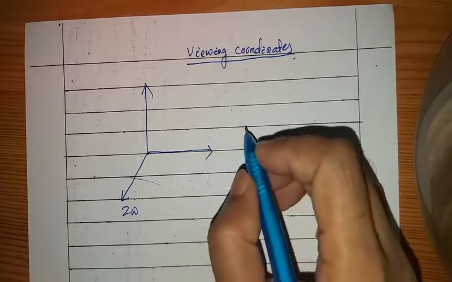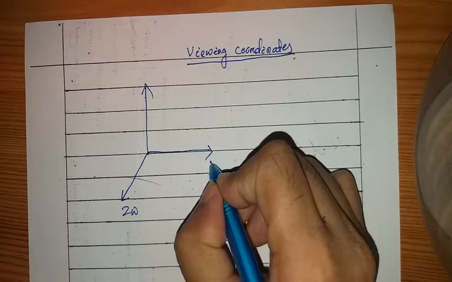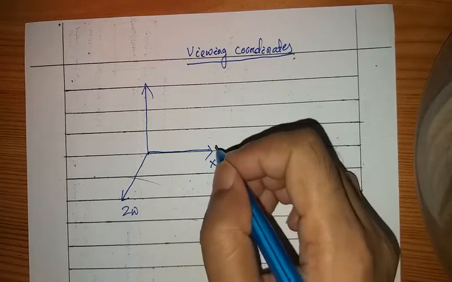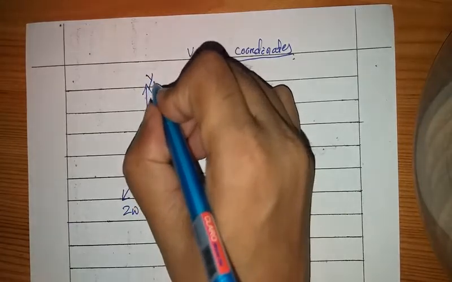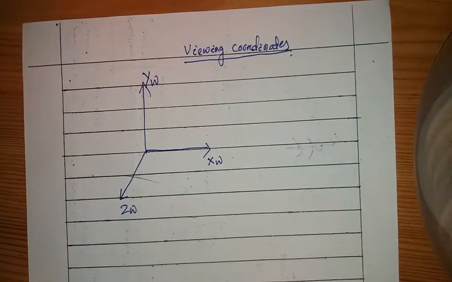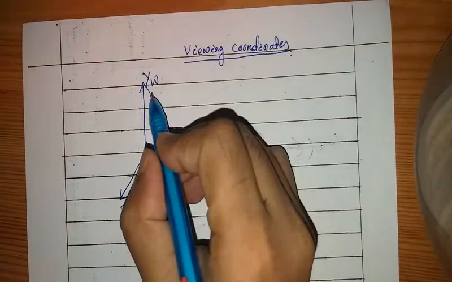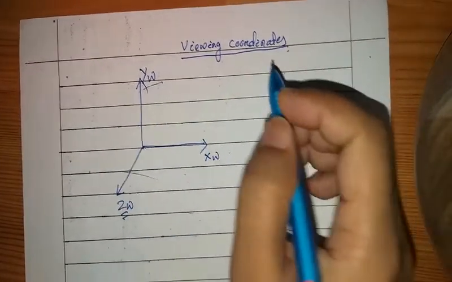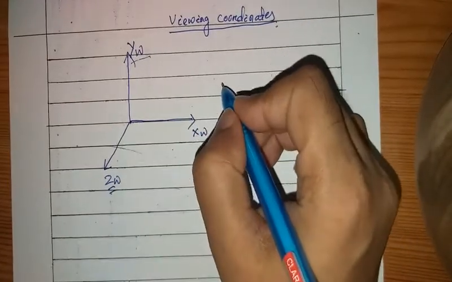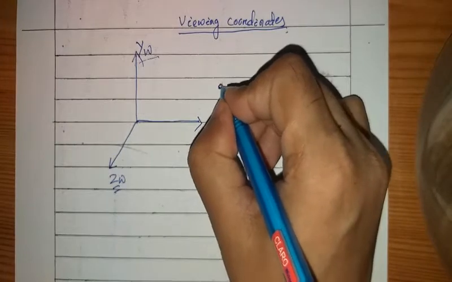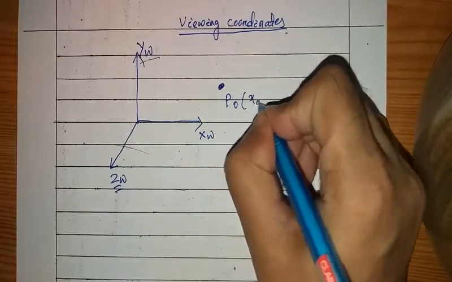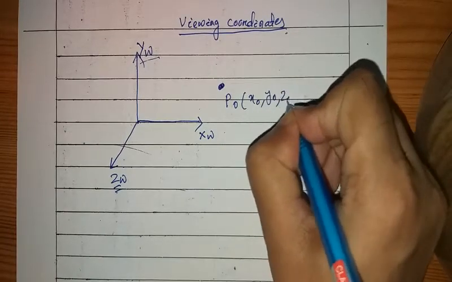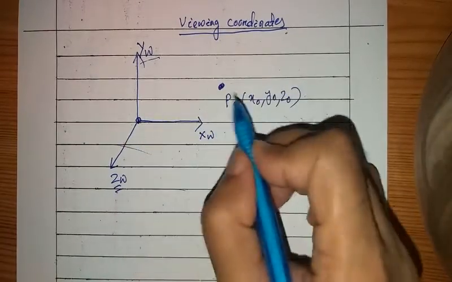Now what is a view plane? Suppose this is our coordinate system in the real world. We call this the world coordinate system. That's why we are specifying xw, yw and zw. Now another point we are looking at. Suppose this is the point p0, x0, y0, z0 according to this coordinate system. These are the coordinates.